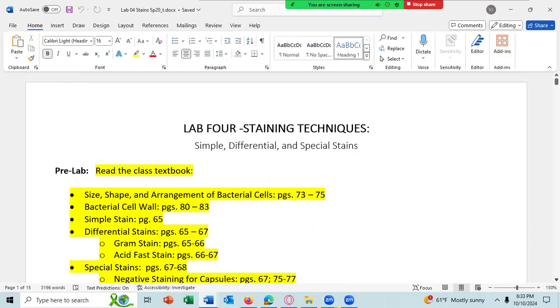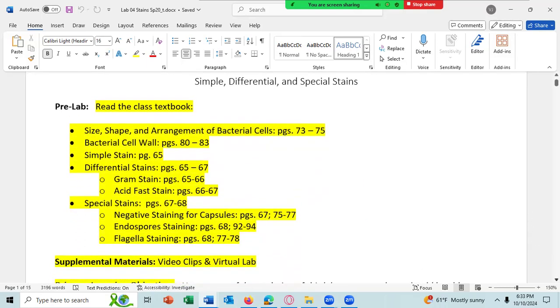There is some reading in the textbook you should do before you do the lab. You should read about the size, the shape, and the arrangement of bacterial cells, about 2 pages, 73 to 75. You should read about the bacterial cell wall, pages 80 to 83. You should read about the simple stain on page 65. You should read about differential stains, the gram stain on pages 65 to 66, and the acid fast stain on pages 66 to 67.